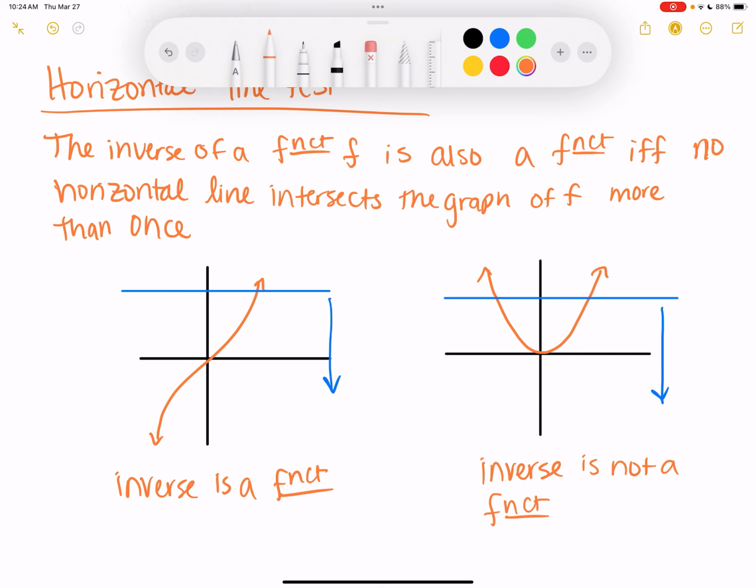So, it's the graph of f, not the graph of the inverse. Yes. Okay, so I misspoke a minute ago. I was literally just about to say it as you asked that. I was about to say, hold on, I misspoke. Yes, it's the graph of f.